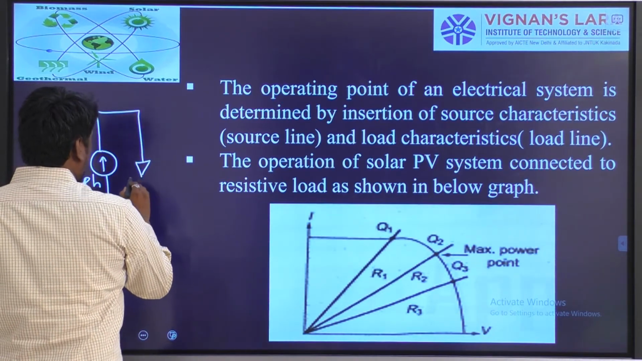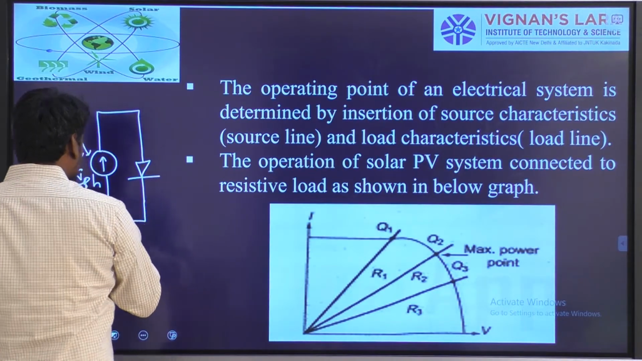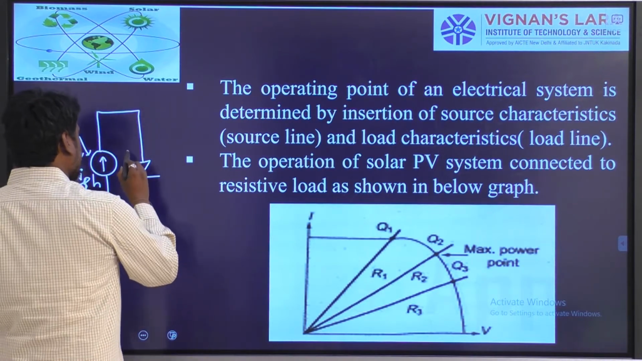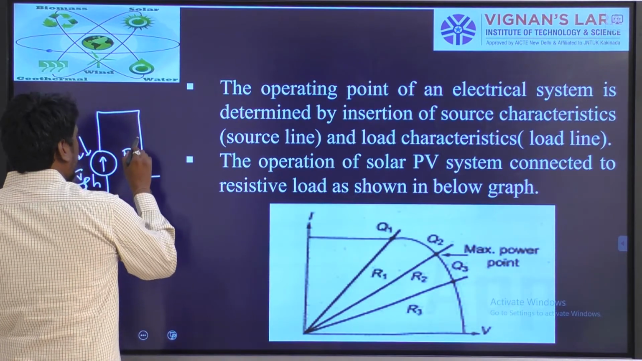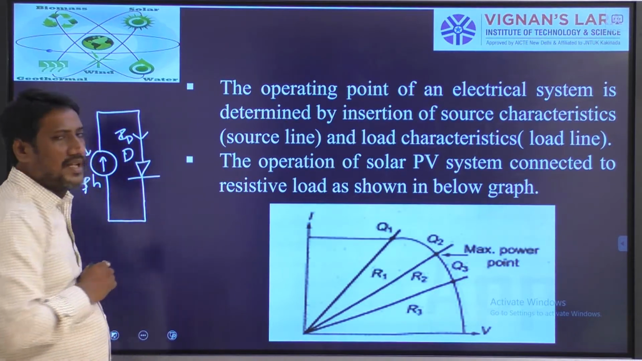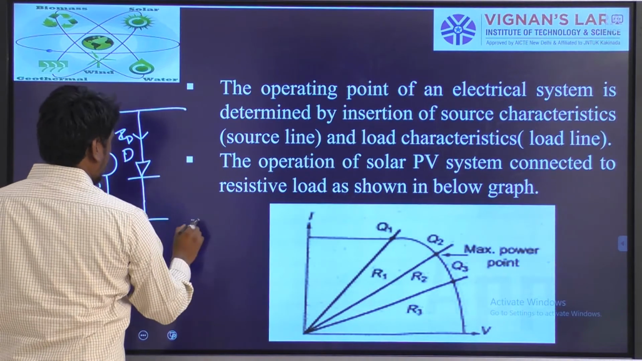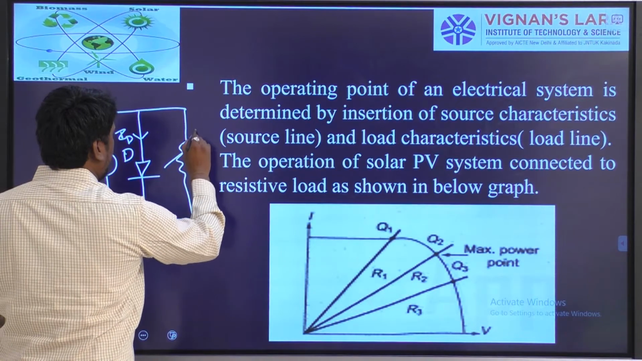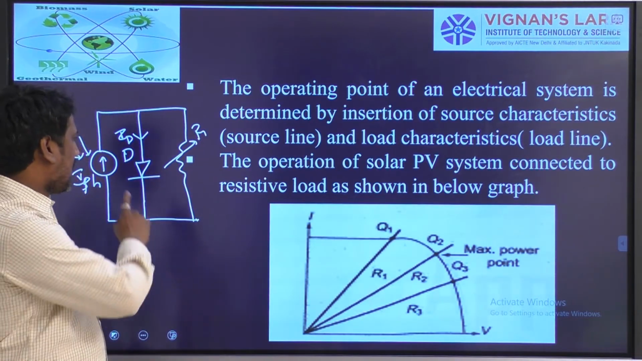A diode will be connected in parallel, which I am representing with D. Already we have represented the diode current as ID. Now across this PV cell, let us say I have connected a load with a resistance of R1. It is a variable resistance. Let us say I have fixed the resistance at R1.